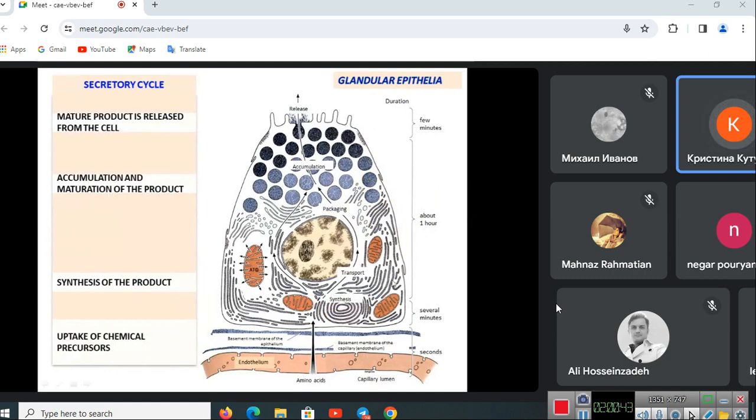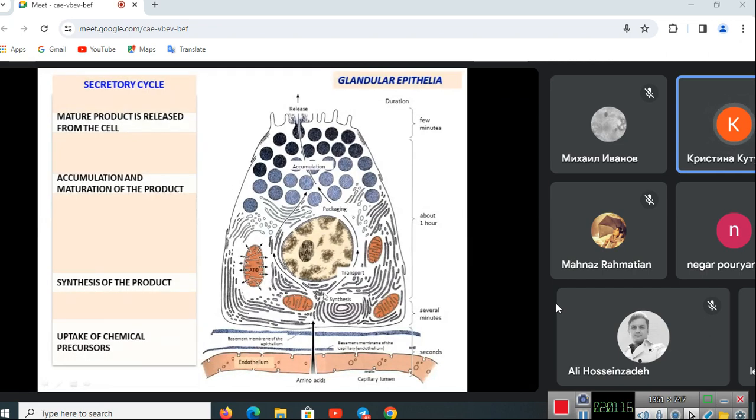Glandular epithelium cells have a secretory cycle, which starts with the uptake of chemical precursors. For example, this cell produces proteins. Why do we think so? Because it has a lot of rough endoplasmic reticulum here. Its cytoplasm is filled mostly with rough endoplasmic reticulum. It has a Golgi complex and dark-looking vesicles because they contain proteins.